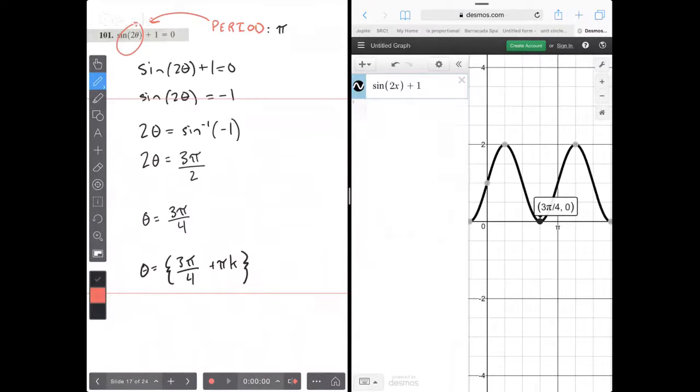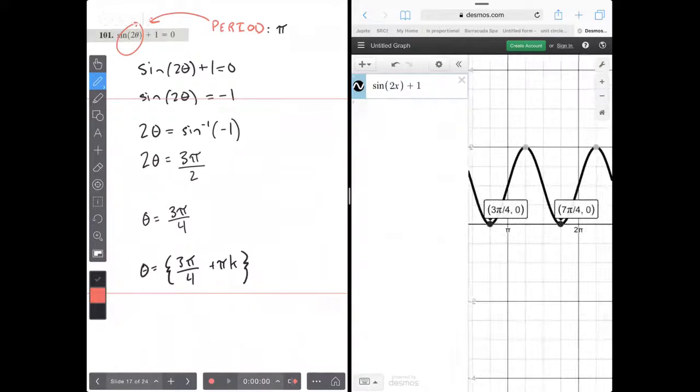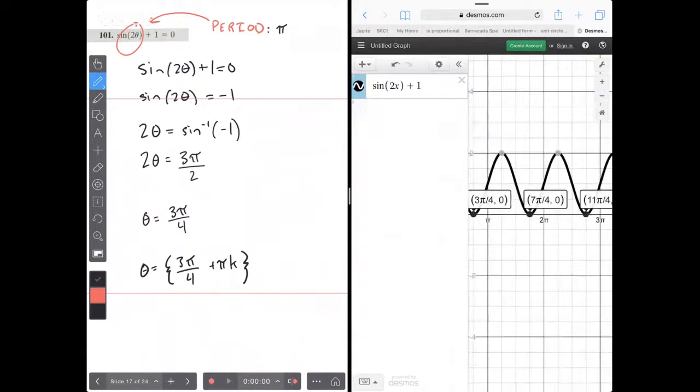And we want to know when this function equals 0. There it does at 3 pi over 4, and again at 7 pi over 4, and again at 11 pi over 4. There it is. We checked. Correct. Hurrah.